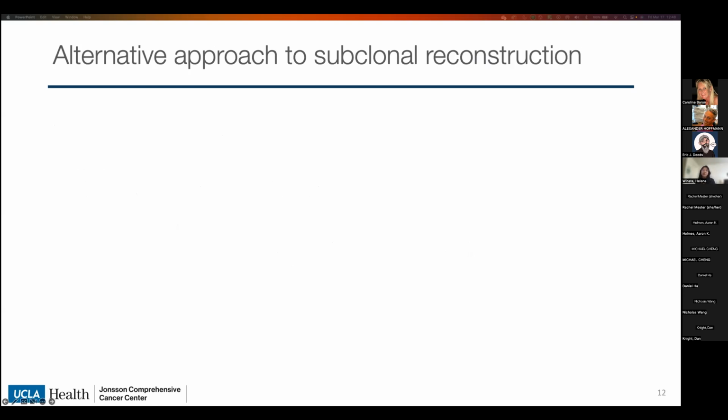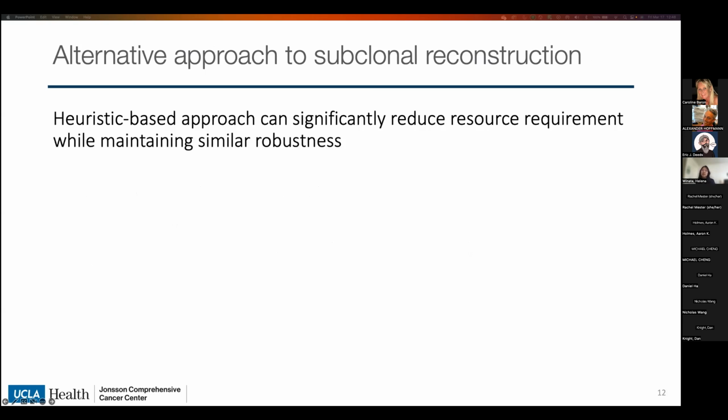So we're proposing an alternative approach to subclonal reconstruction. The heuristic-based approach that we're proposing can significantly reduce the runtime and memory requirements for subclonal reconstruction, while hopefully maintaining a similar level of robustness and accuracy. We can do this because we can leverage field knowledge, which, thanks to existing methods, we have: a set of patterns and rules that are frequently observed through these unbiased methods and have been accepted as a community standard in subclonal reconstruction. So I'll go more into these specific rules in a couple of slides.